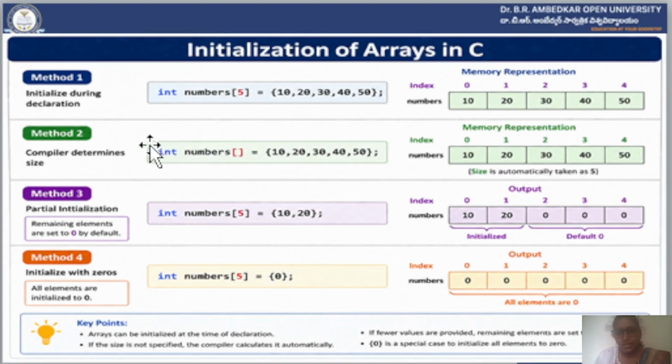Finally, method 1 declares the array and gives all values together, and method 2 leaves the size empty and the compiler calculates it automatically. Coming to method 3, give only a few values, and the remaining elements automatically become 0. Coming to method 4, write 0 here. Writing 0 means initializing all elements to 0.